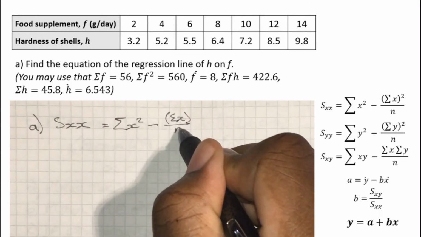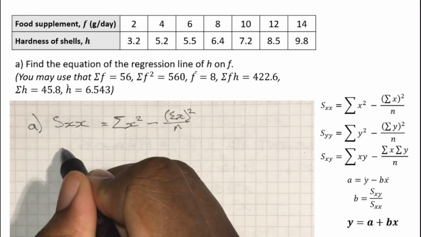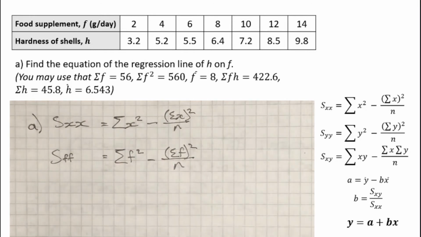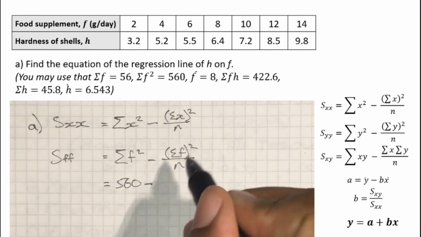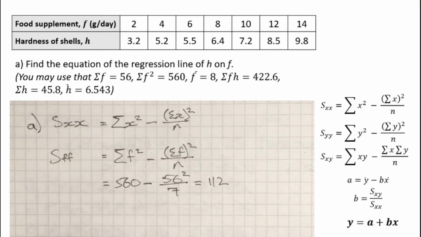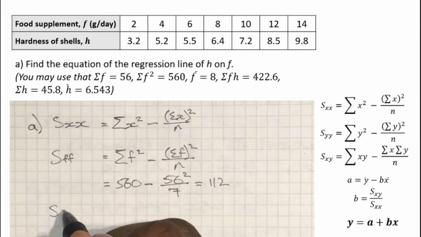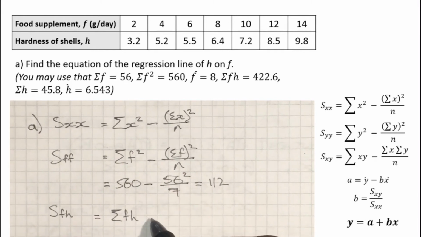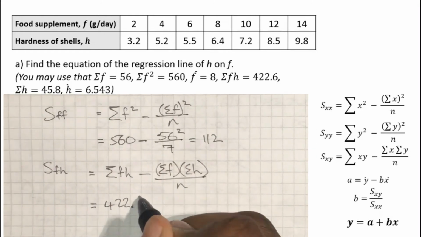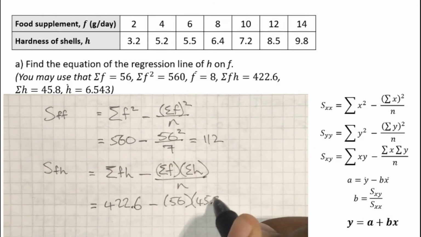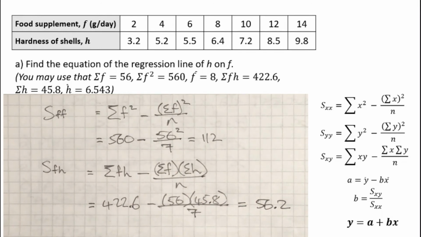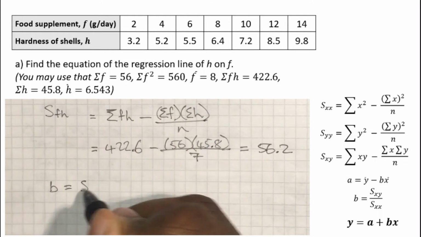So usually we'll start with S of xx, and we just need to swap that out for the variable which matches x, which in this case is going to be f. So the S of ff, substitute in summary statistics, we get 112. We'll do a similar thing for S of fh, substitute in all the correct values, we get 56.2. Okay, from here we can go ahead and we can calculate b.